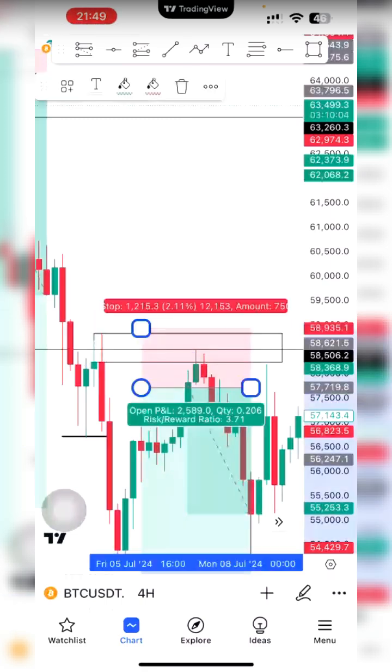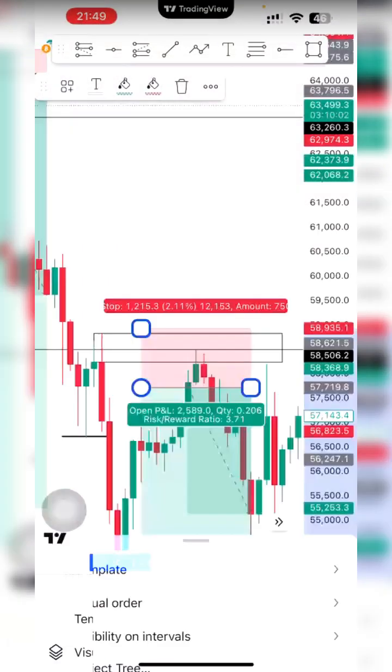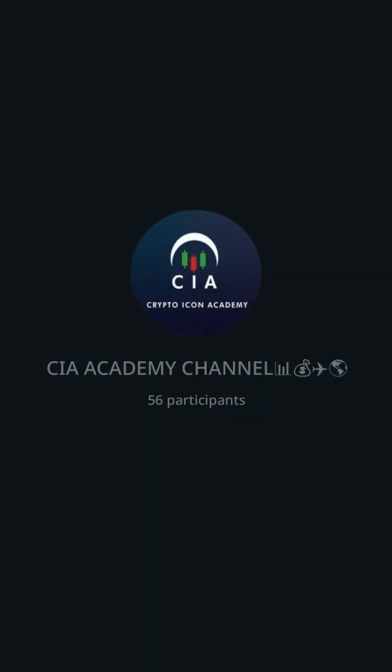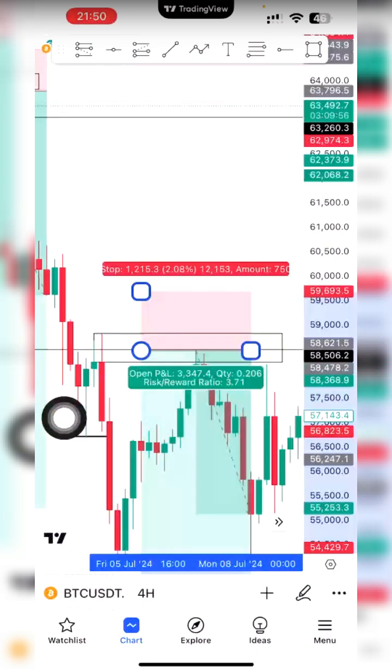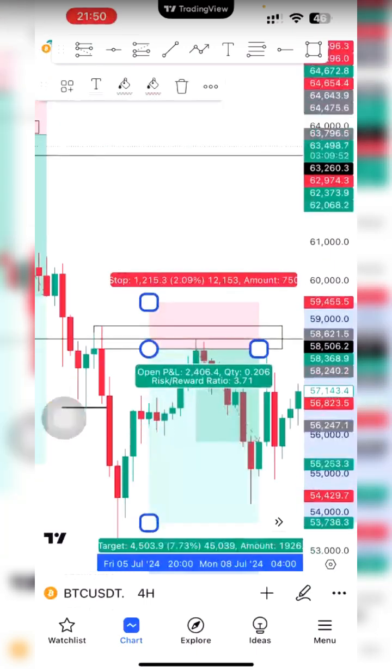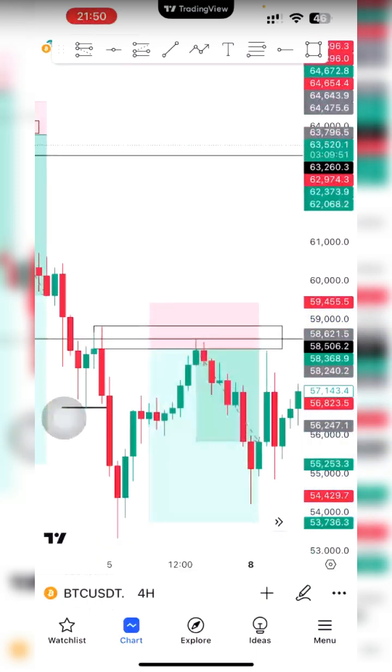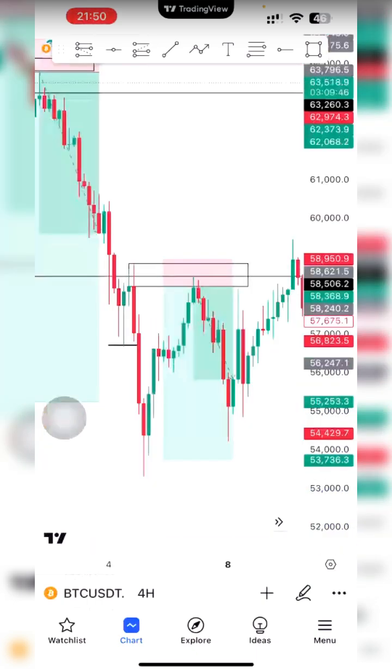Can you see the profit I've been unable to accumulate to myself still? Can you see? That's what we call refined entry. Do you understand? I can still refine this one too. You can be able to reduce your stop loss. Can you see the profit, guys? Now still look at this place too.